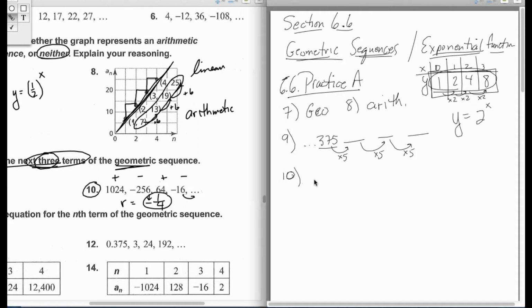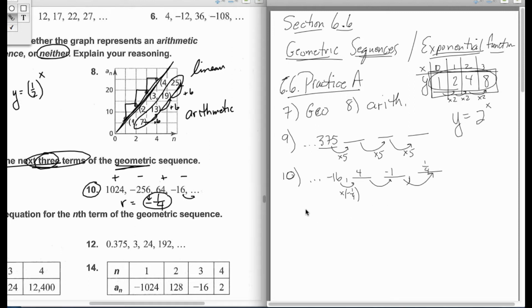You're going to take negative 16 and multiply by a negative 1/4 to get that next number. You can do that. It's like dividing by 4. So if you want to divide by a negative 4, it's the same thing. That's going to give you 4. And then to get the next number, you divide by a negative 4 or multiply by a negative 1/4, and you're going to get negative 1. And then to get the next number, you're going to do the same thing, and you would end up getting a positive 1/4.